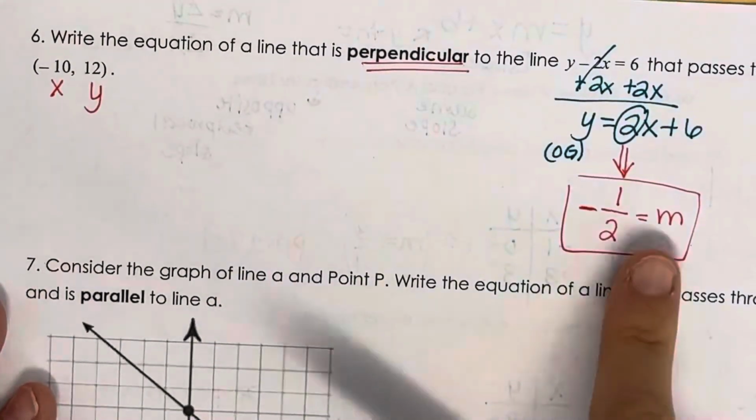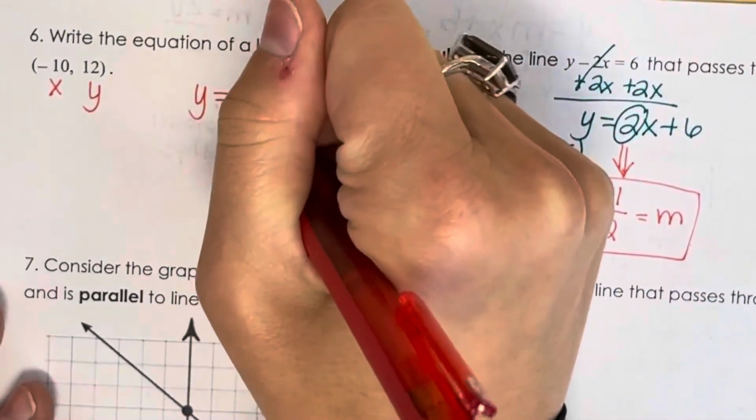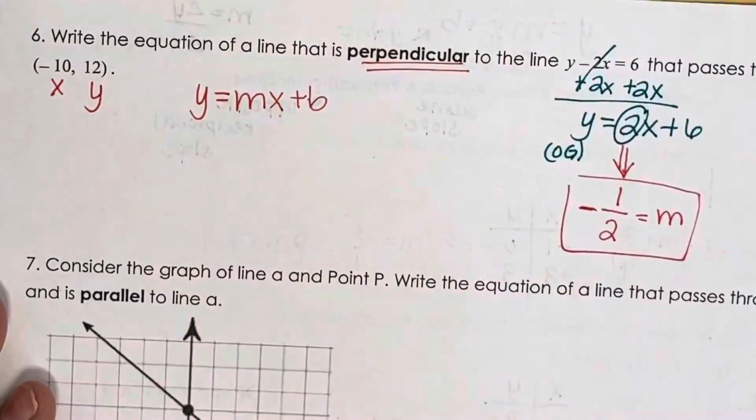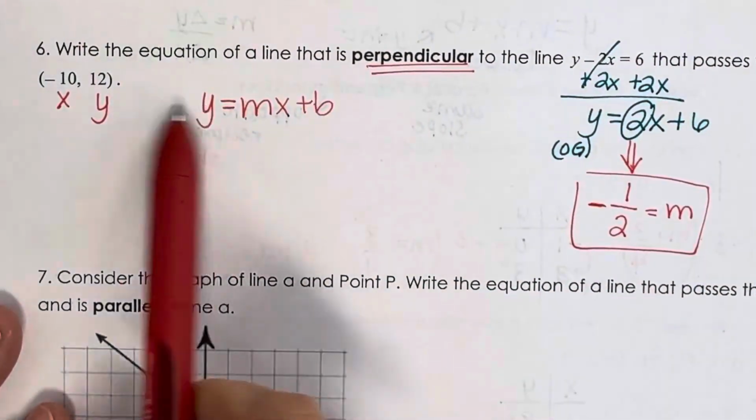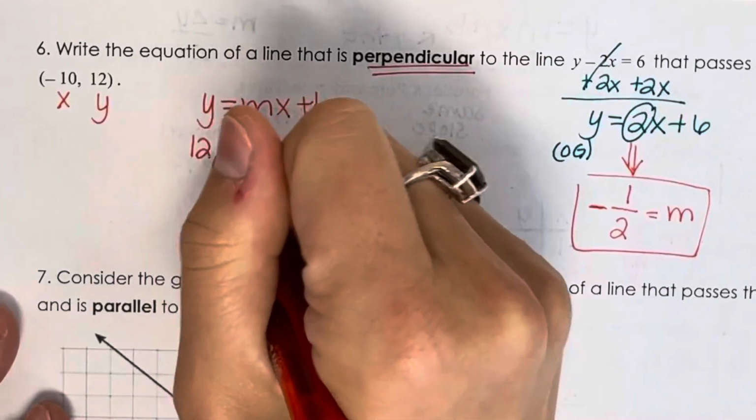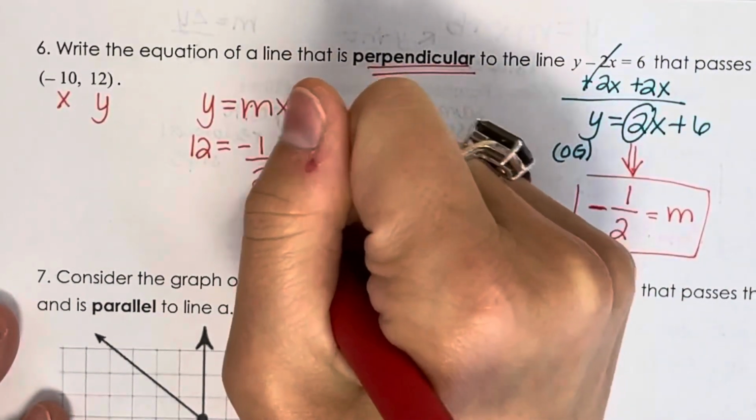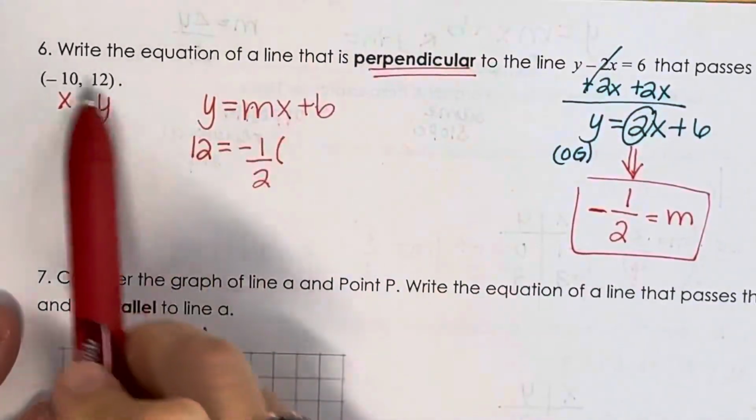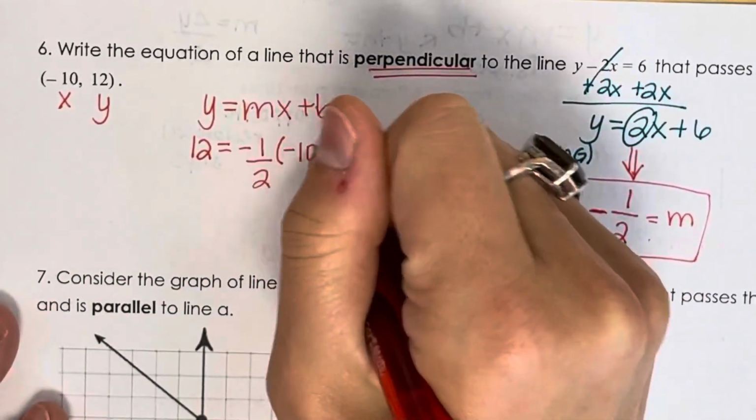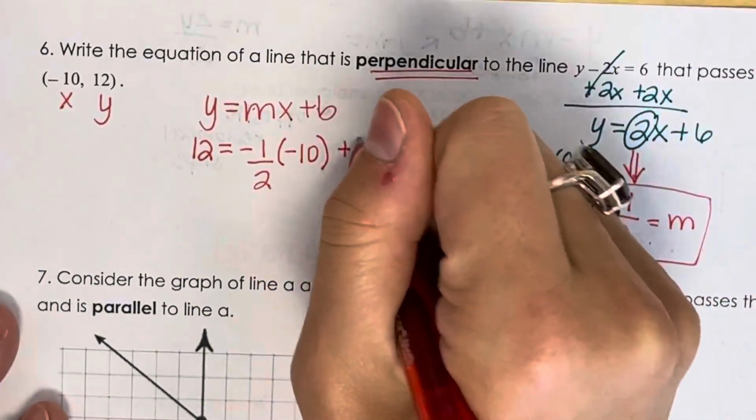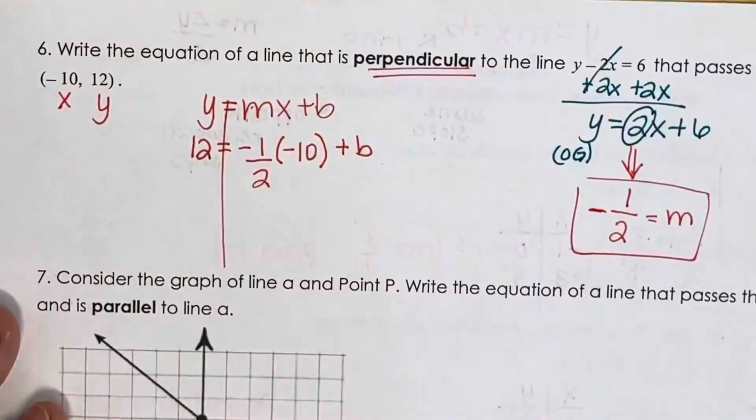Now I'm going to take my m, my x, my y, and plug it into the equation y equals mx plus b, and solve for b. For y, I plug in 12. For m, I plug in negative 1/2. For x, I plug in negative 10. And then I put plus b, because that's what I'm solving for.